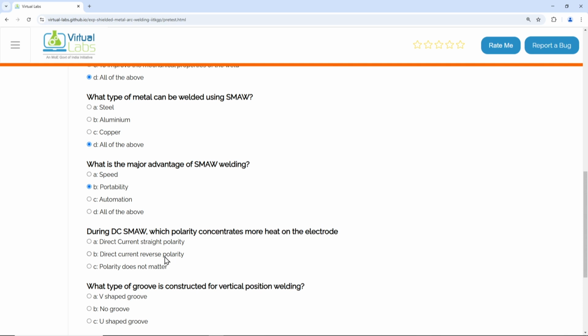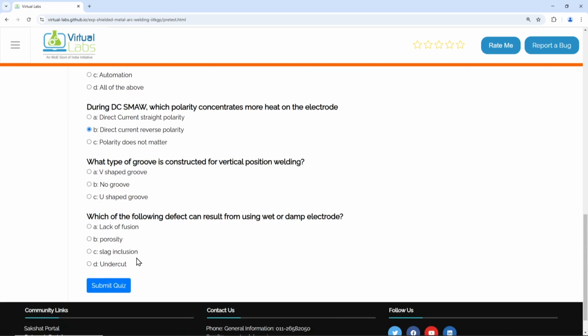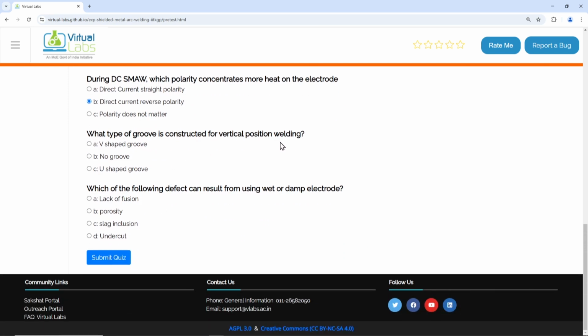Because it is direct current. So direct current, reverse polarity is used. What type of groove is constructed for vertical position welding? For vertical position, V groove is constructed.